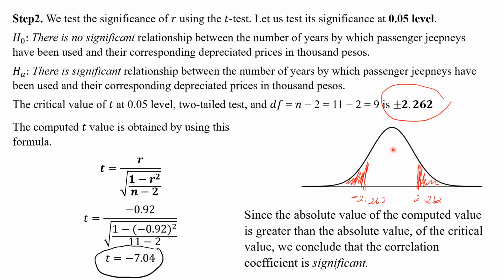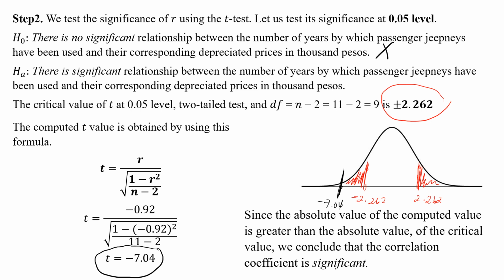Then, itong nasa gitna, kapag nag-lie dyan yung ating t-value, meaning we need to accept the null hypothesis. Si negative 7.04, nandito po siya maglalay. So, negative 7, nasa negative, nasa left side. Assume tayo na nandito si negative 7.04. Nag-fall siya doon sa ating rejection region, meaning we need to reject the null hypothesis.